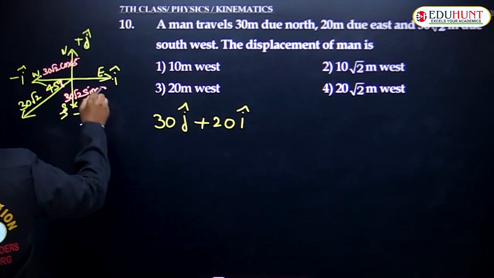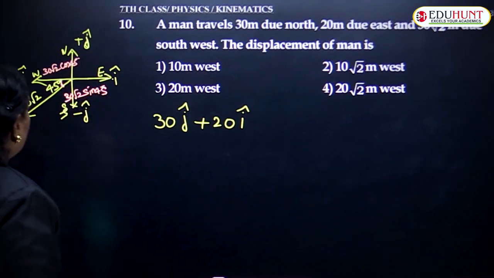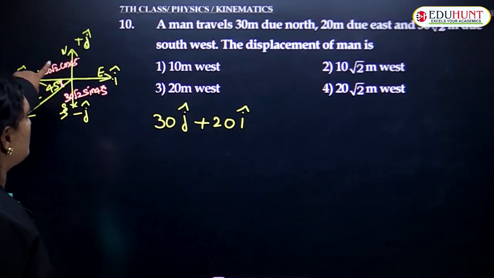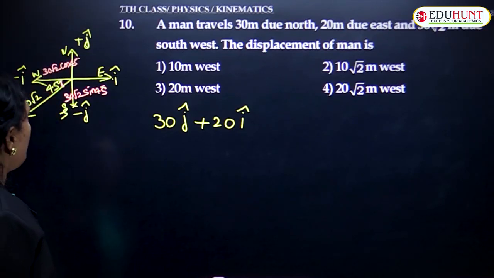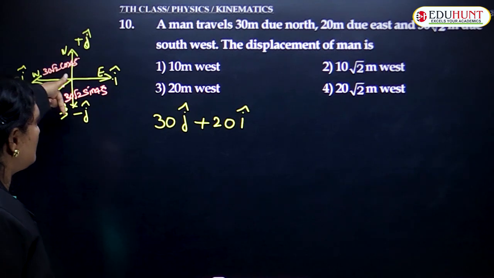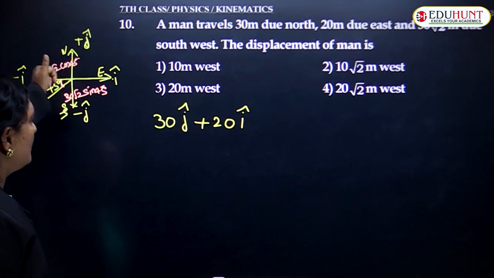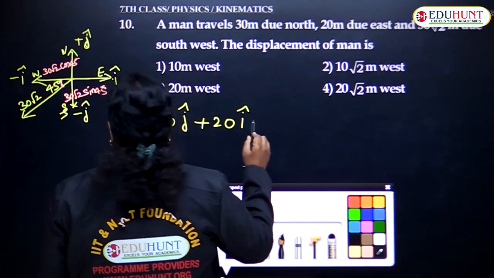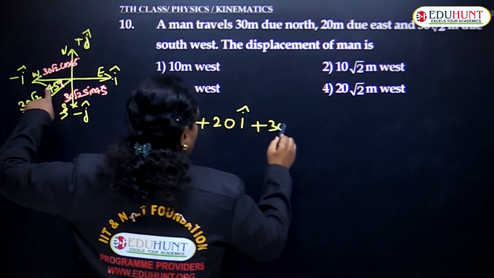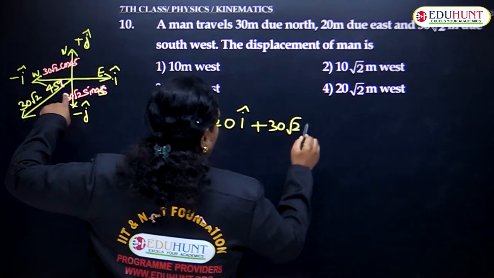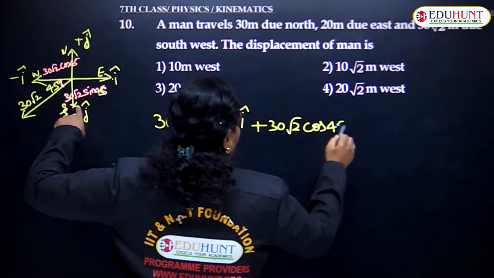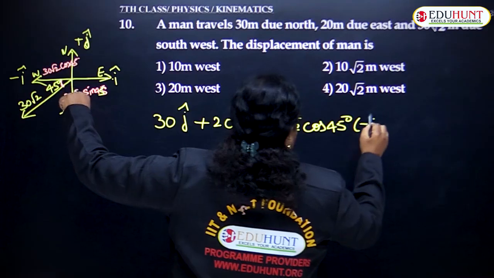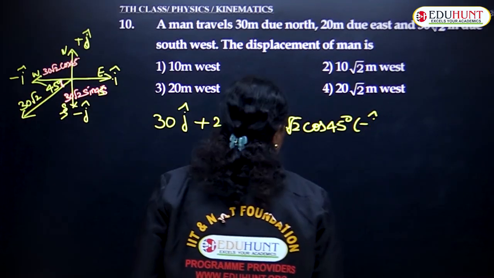So it covers both the horizontal component as well as the vertical component. 30 root 2 cos 45 along the negative x-axis and 30 root 2 sin 45 along the negative y-axis. So what you can write is plus 30 root 2 cos 45, where along the negative x-axis means minus i cap.